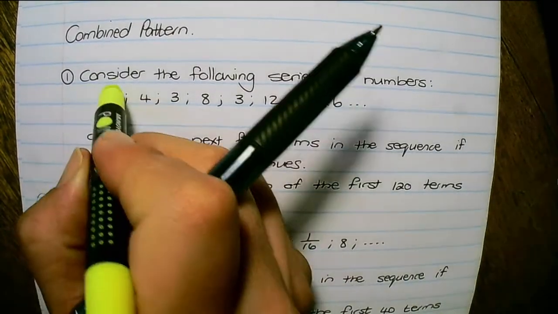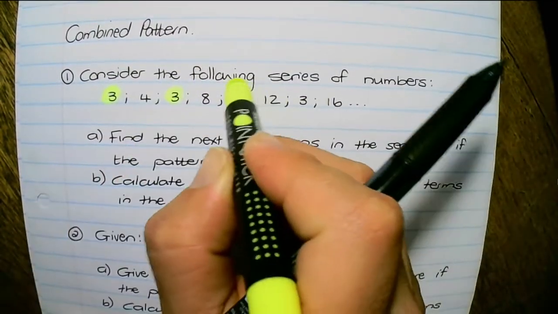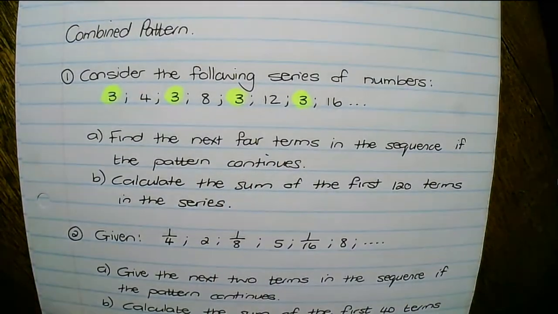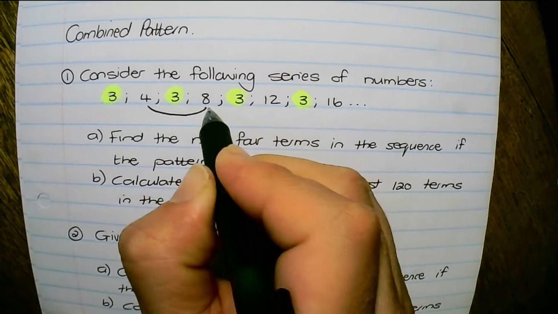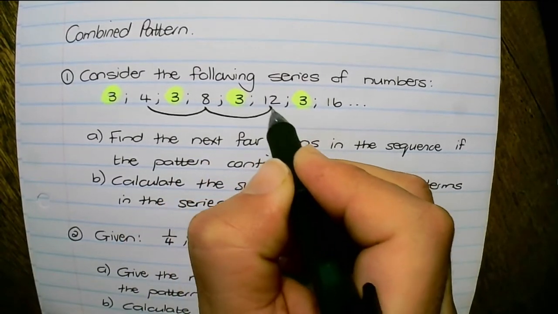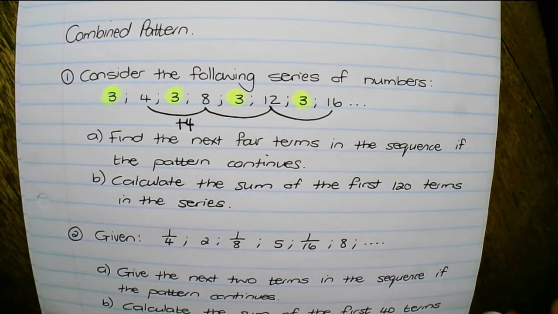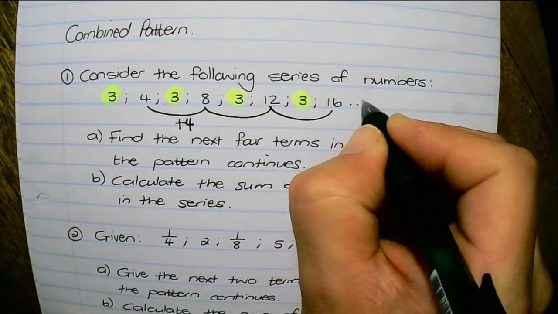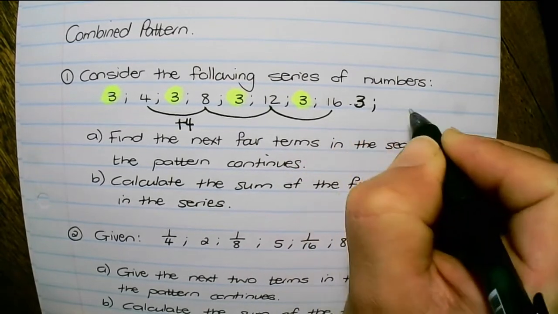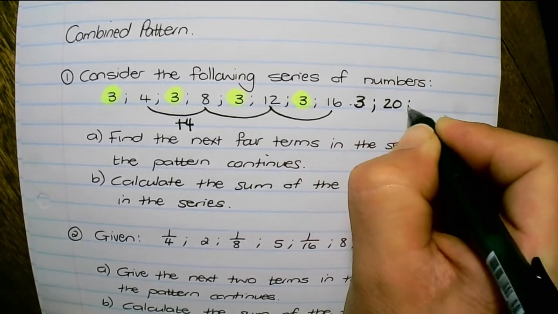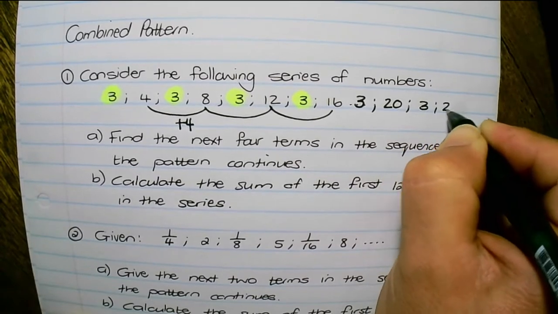What we can see is that every second term is 3. And every other term goes 4, 8, 12, 16, which means we are adding 4. So the next four terms in this pattern would be 3, 20, 3, and 24.